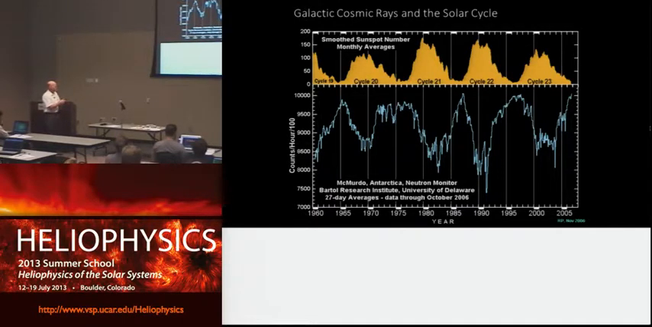So if you plot on one axis the number of sunspots on the sun, which has an 11-year cycle, and then you plot below that, in this case, the count of neutrons through a neutron monitor, which is directly related to cosmic rays striking the upper atmosphere of the Earth, you see that the cosmic rays are high when the sunspots are low. Here the cosmic rays are high, the sunspots are low here. And this is actually a very important anti-correlation.